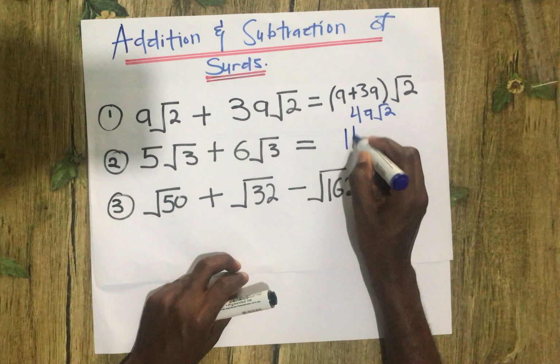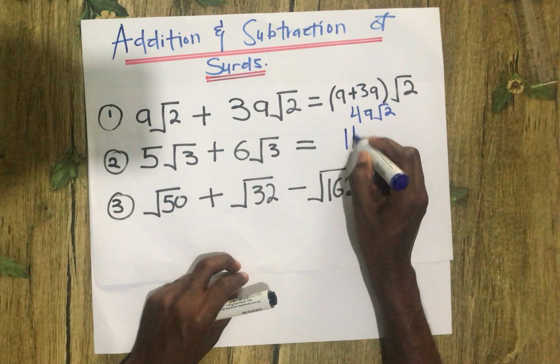So now we can solve this as a plus 3a, all this root 2, and we get our final answer as 4a root 2, and we are done. Now let's move to the second example.